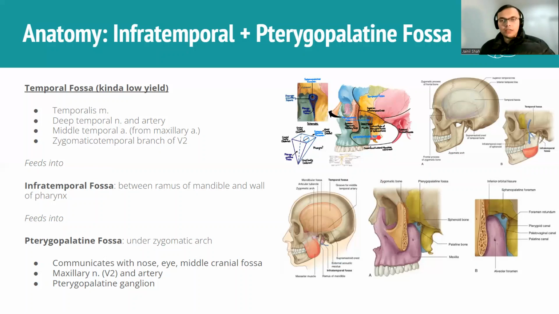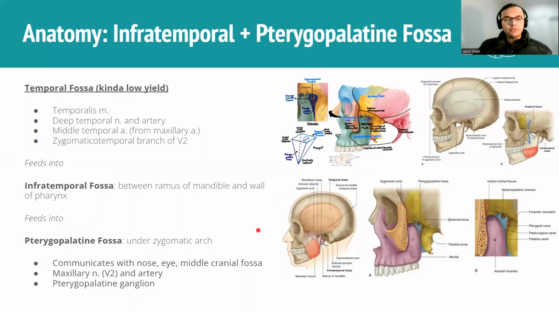And in terms of the other adjacent fossa, the pterygopalatine fossa, that's something that's sort of deep within the infratemporal fossa. You can see it just there, and within it also the sphenopalatine foramen. You can see how it communicates medially with the nose, the eye, and the middle cranial fossa, with all these different connections. For example, with the eye, there's the inferior orbital fissure here. With the nose, it communicates through the sphenopalatine foramen, and the middle cranial fossa similarly as well.